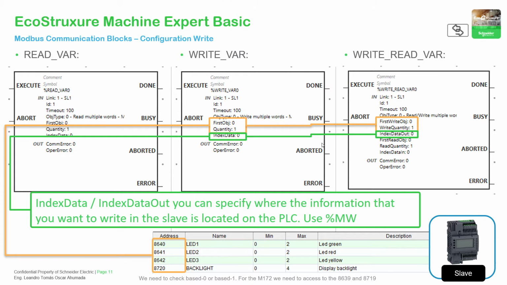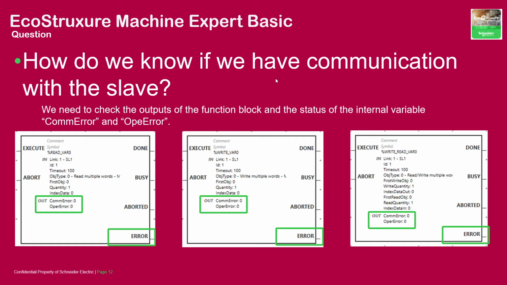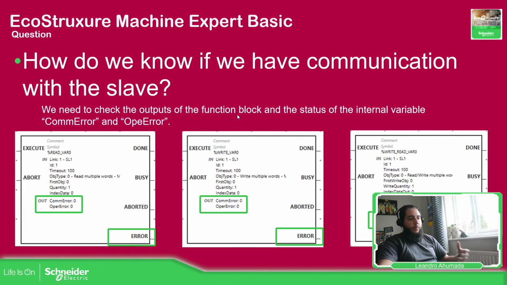Okay, so now it's possible that we can have a problem on the keyboards or another kind of problems. So it's important to identify, in case we don't have the communication with the other device, how we can identify there is a problem. When we execute the function blocks, we can see these two variables over here, com error and upper error. Those two variables allow me to identify what is the problem with the PLC that is not able to communicate with the other device.